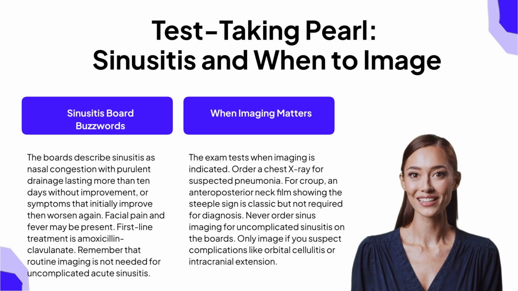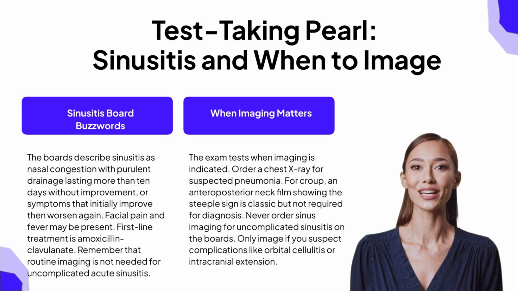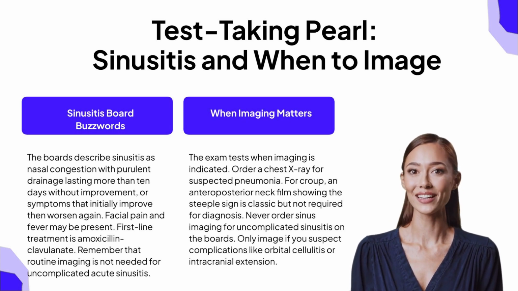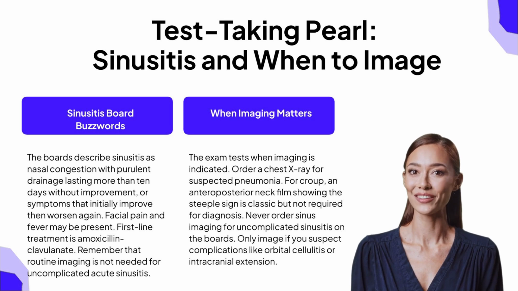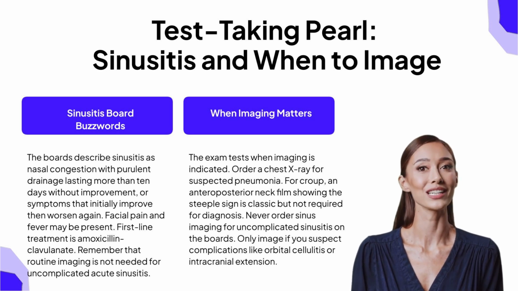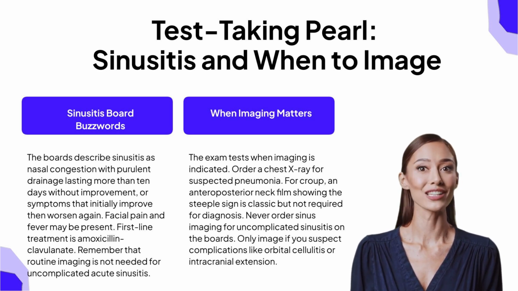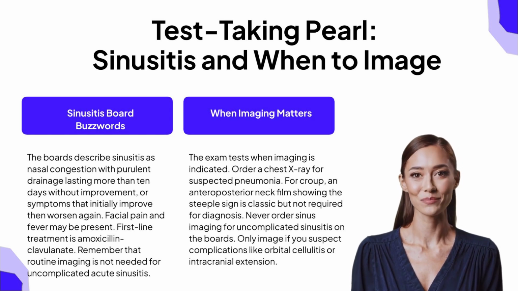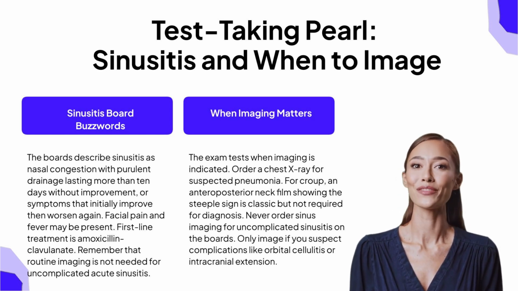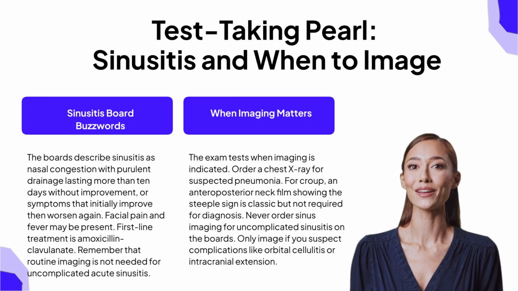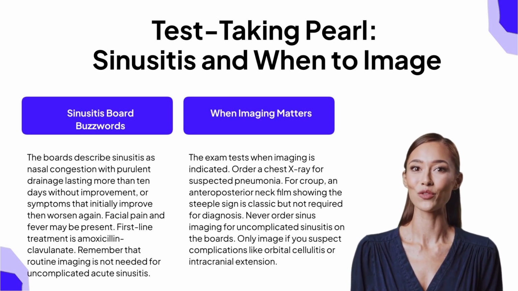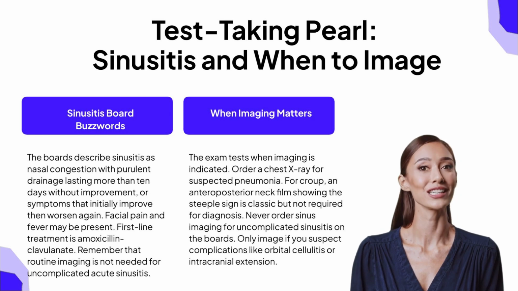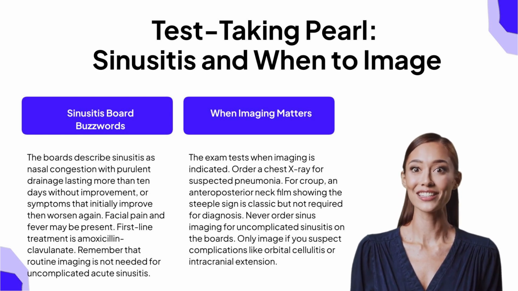Here is a critical test-taking pearl about sinusitis and when to order imaging. For sinusitis, the boards will describe a child with nasal congestion and purulent drainage lasting more than 10 days without any improvement, or symptoms that seem to get better and then get worse again. This is called double worsening. Facial pain and fever may or may not be present. First-line treatment is amoxicillin clavulanate. A very important board pearl is that routine imaging is not needed for uncomplicated acute sinusitis.